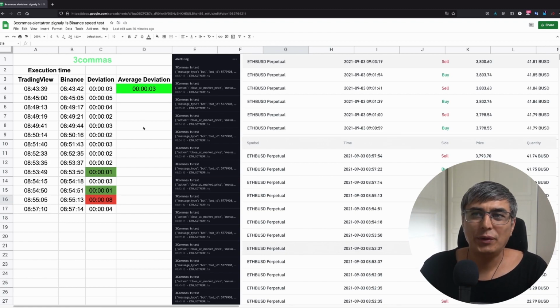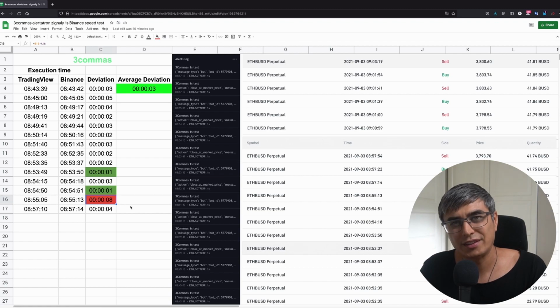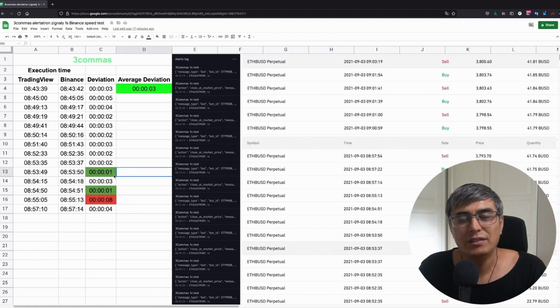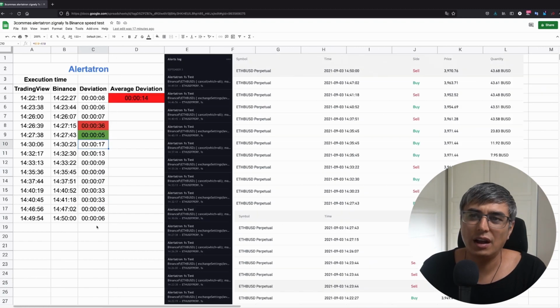Okay, so as we can see here, the slowest trade has been executed in 8 seconds, which is crazy. I was really surprised. But kudos to 3Commas. I don't know what happened that day, if it was some special conditions or something, but I cannot complain about anything. As we can see, we have the best time, 0.1 second. And for Alertatron, we had the best time, 6 seconds. 6 seconds, it's huge. So 3Commas really crushed Alertatron this time.